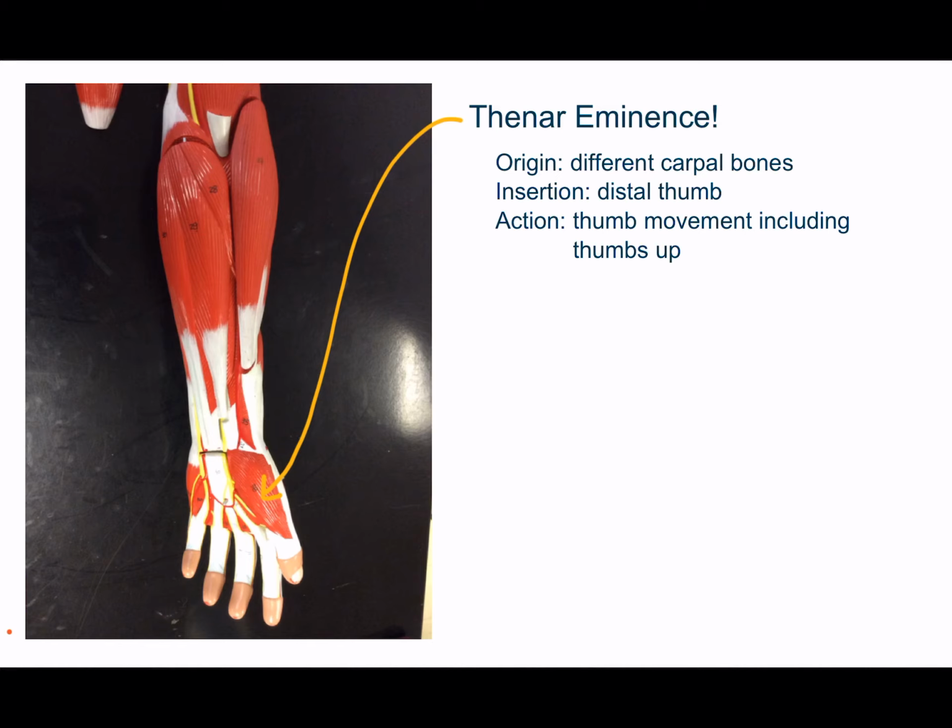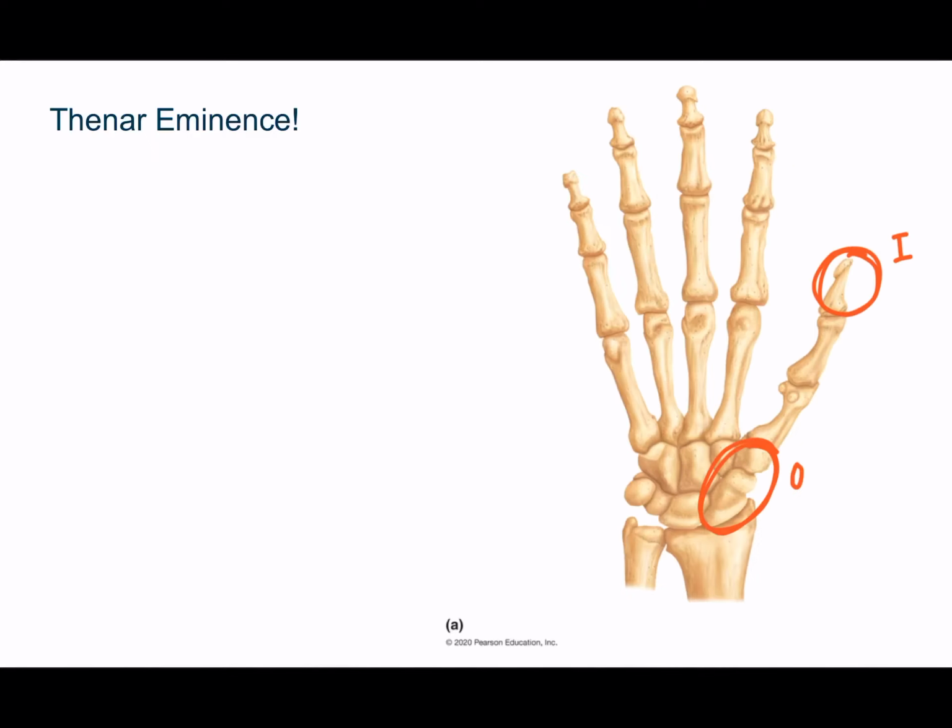So there's the thenar eminence, which is the ball of the thumb. It originates from different carpal bones. You see how it kind of takes up a little chunk of the wrist where the carpal bones would be, and it's going to insert on the distal thumb. And its action is thumb movement, including a thumbs up, which I forgot to put in here, but you know what a thumbs up is. Give yourself one right now. You just used your thenar eminence. So you see right here how it's got all these different phalanges to move, and how they're individual muscles, so it can isolate different movements, including the thumbs up.